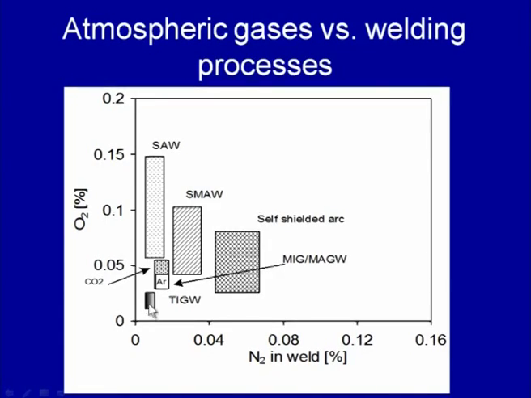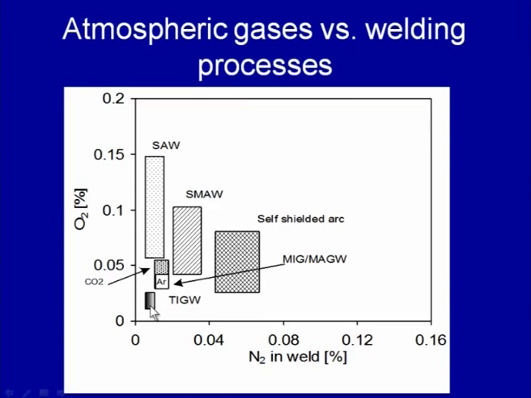We can see this comparison in this diagram, where this is the band for the weld joint developed by the TIG welding process. Here in the x axis we have the nitrogen percentage in the weld pool, and in the y axis we have oxygen percentage in the weld pool, and how these percentages vary when the different welding processes are used. We can see that the cleanest weld is offered by the tungsten inert gas welding process.